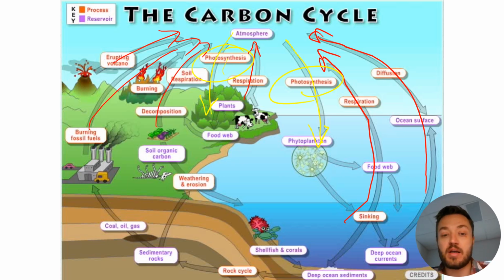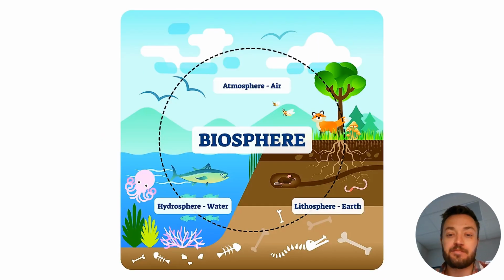Almost every other process will move carbon into the atmosphere, and there are a couple of different ways that we can move it back into the rock cycle, but in reality, most of those are coming from photosynthesis in the first place anyway. So let's define the four different spheres that we've been talking about. We've talked about the lithosphere, also known as the geosphere, the hydrosphere, which is all the water, and then the atmosphere, which is all the air.